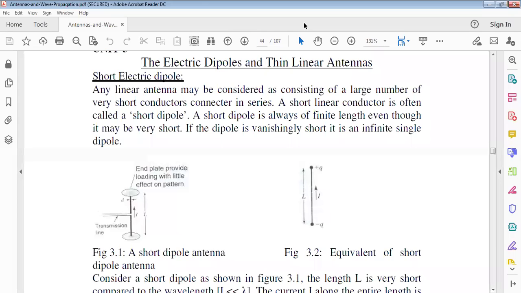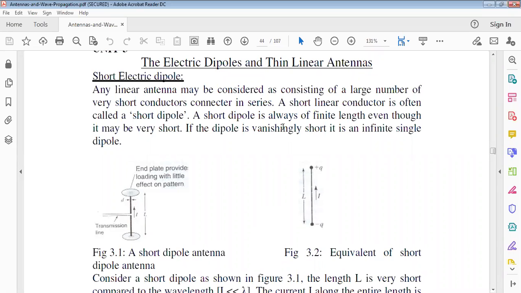Today's concept is thin linear wire antennas. As per our syllabus, that is the second unit, but compared to Andhra University, it is the third unit. Okay, so many antenna parameters were learned in the first unit. Here we have to derive the expressions for those parameters for different lengths of antennas.